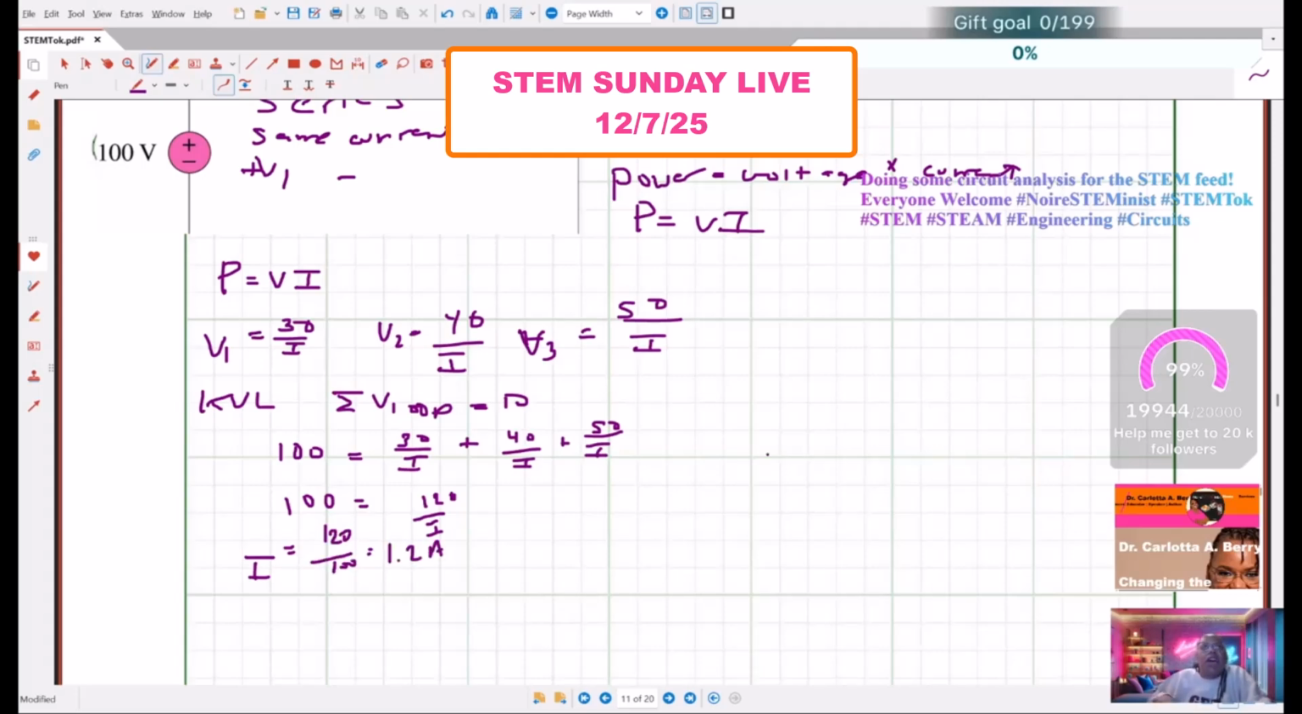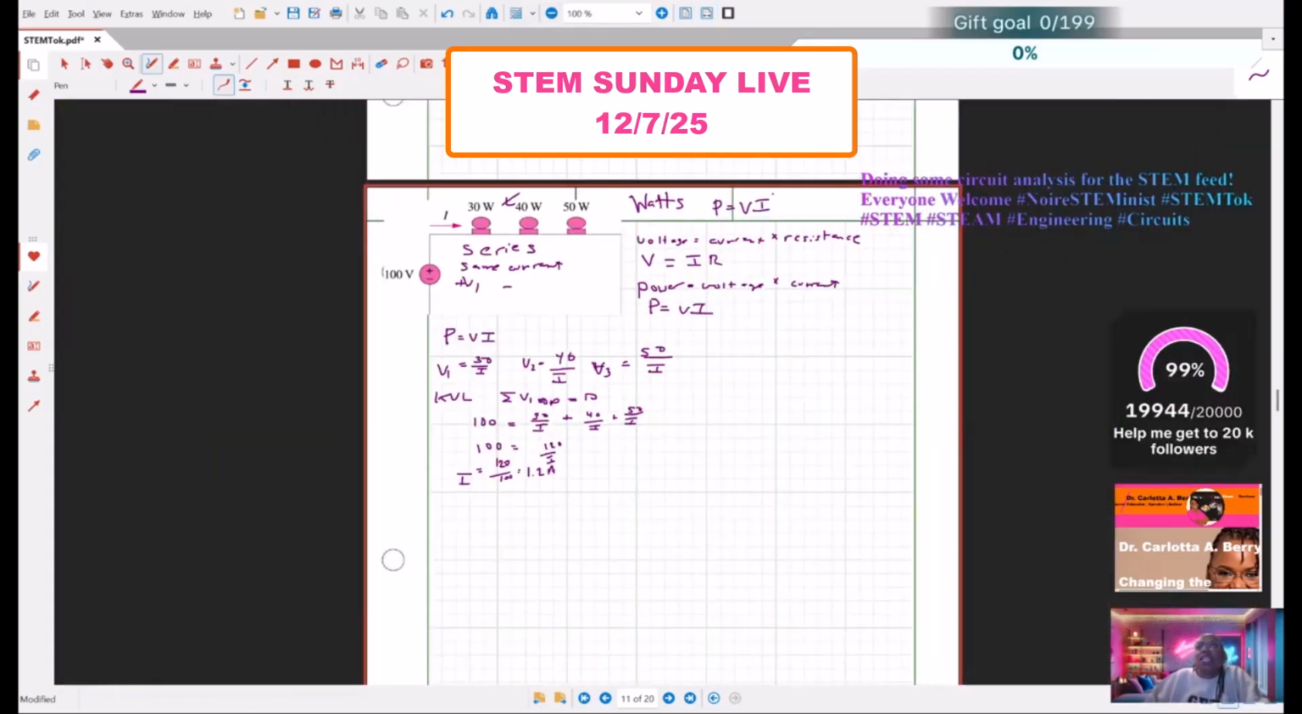The good news is now that I know I is equal to 1.2 amps, I am going to zoom out a little bit. Since I is equal to 1.2 amps, I now can find the voltage. So the voltage for that 30 watt source is going to be 30 divided by 1.2. The voltage for that 40 watt source is going to be 40 divided by 1.2. And the voltage for that 50 watt source is going to be 50 divided by 1.2.